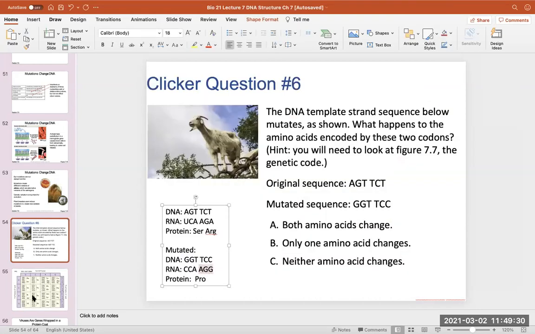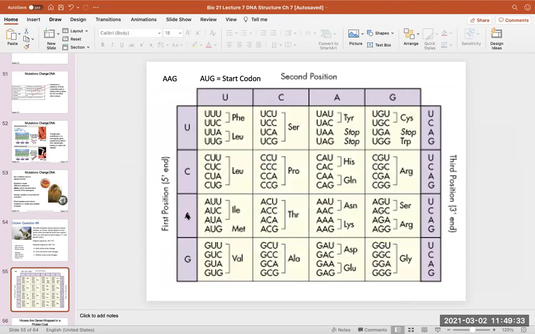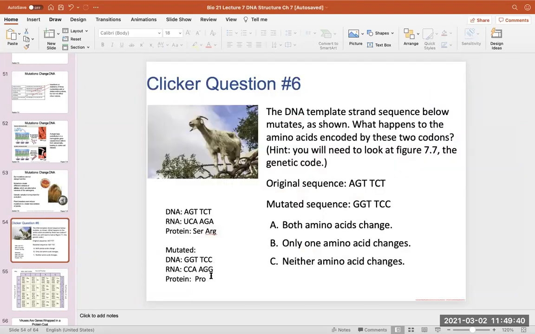Second one, you have AGG. Let's look for that. A, looking in this row, G, so down here, AGG stands for ARG. So that's your second protein. Now, what is the answer? What do you notice? How many amino acids changed from here to here? One, right? You still have ARG here, only this one changed. So B would be the answer.